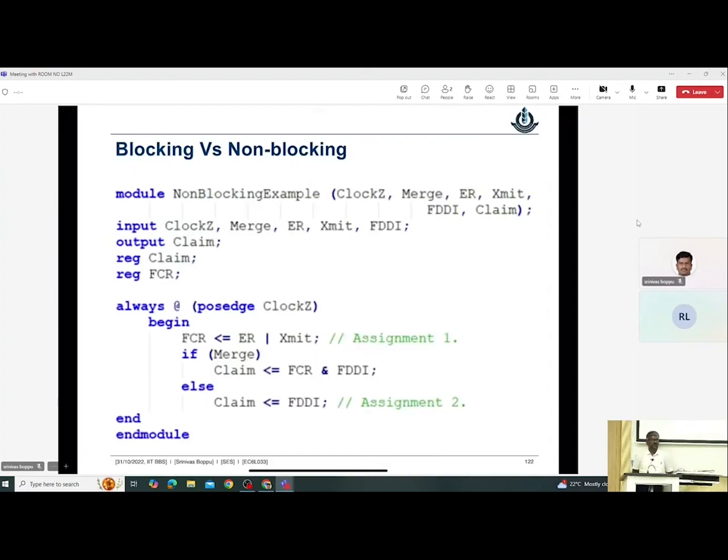So try to draw the diagram for this one again. How many flip flops do we have? Two, right? One for one, another for the other. Does the FCR output get used by the claim? Because you see, the FCR output should really be used by the claim in one of the conditions.